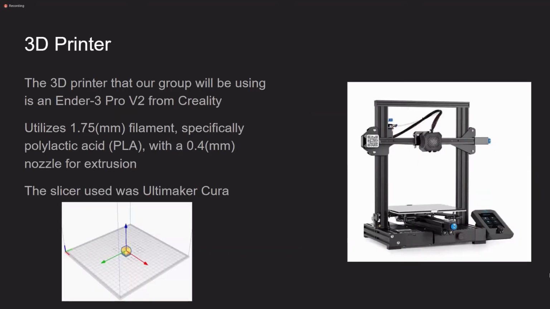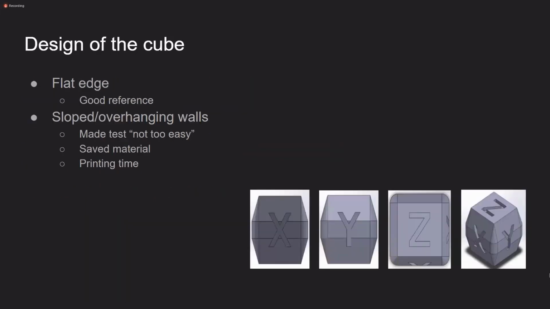And the mass was, again, taken as the difference from what the overall mass of the material used should have been. The 3D printer that we used was an Ender 3 Pro V2 from Creality. We were using a 1.75 millimeter PLA filament with a 0.4 millimeter nozzle for extrusion. The slicer used was Ultimaker Cura. For the design, we chose to print a cube because it gave us flat edges, which were a good reference for our measurements. And the sloped overhanging walls of the cube made the path of the print slightly more complicated, so it wasn't too easy. It also saved a little bit of material and printing time.